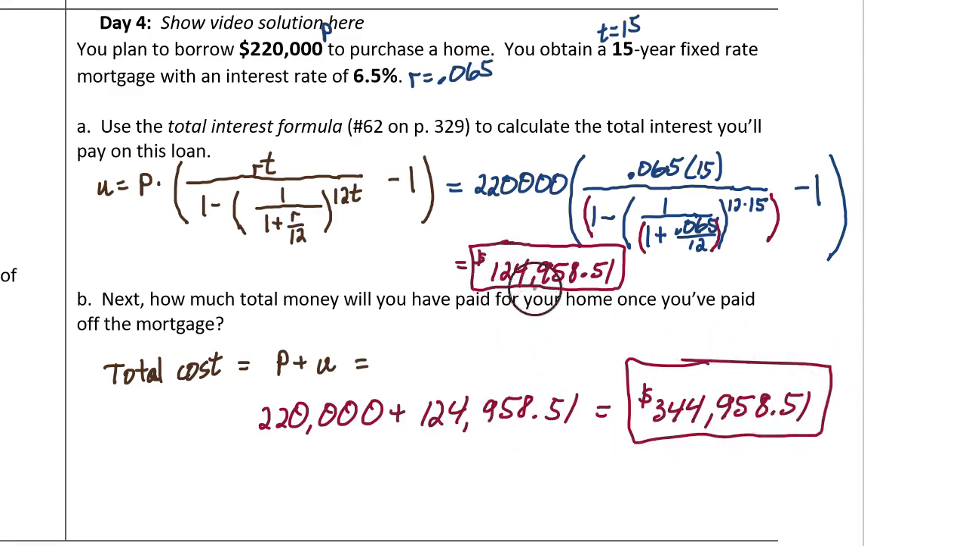Notice that the total interest paid on the loan is approximately half of the amount of money you borrowed. And that is a very realistic situation. The numbers that I selected for this problem, the 15-year loan, the 6.5% interest rate, those are real numbers that you would use if you were buying a house.